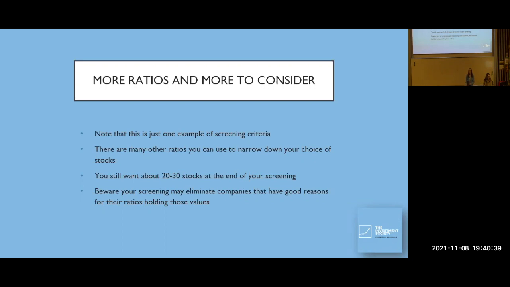It's also important to note that sometimes these screening tools eliminate some companies that you might have otherwise thought to invest in, because sometimes there are things like COVID which have affected companies in a big way. So they have good reasons for why they have, say, a lower EPS change per year.